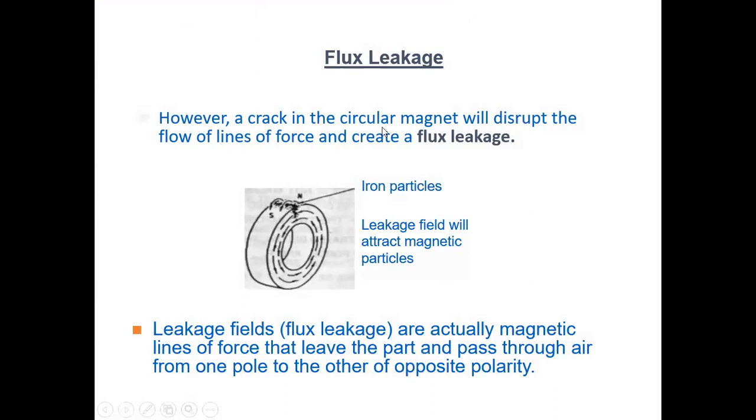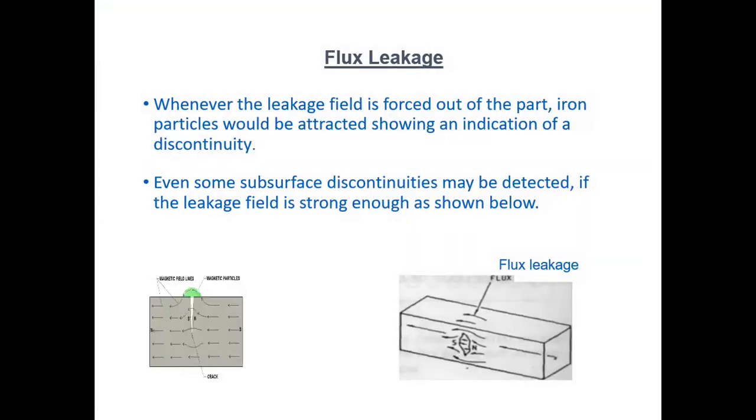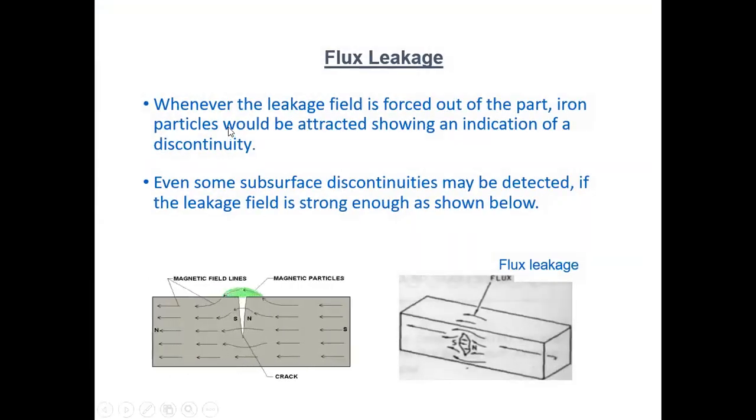However, a crack in the circular magnet will disturb the flow of the lines of force and create flux leakage. See here, because of this crack, some of the lines of force will come out, and we will get the flux leakage. If you apply iron particles, then we get the indication. The leakage field will attract magnetic particles. Leakage field and flux leakage are actual magnetic lines of force that leave the part and pass from one pole to the other of opposite polarity, meaning negative to positive or north to south. Whenever the leakage field is forced out of the part, iron particles are attracted, showing an indication of a discontinuity.